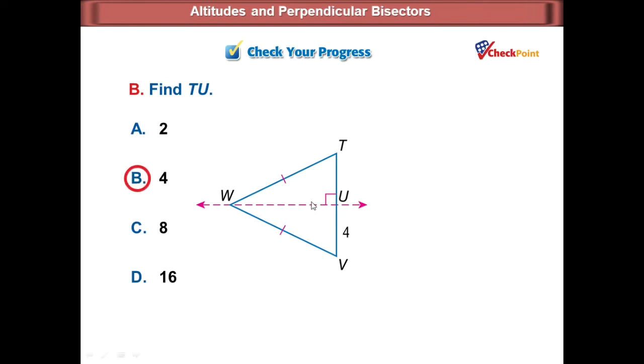The answer is 4 because since this is an isosceles triangle and this is a right angle at angle WUT, I know that segment VT is bisected, therefore if one side is 4, the other side is 4.